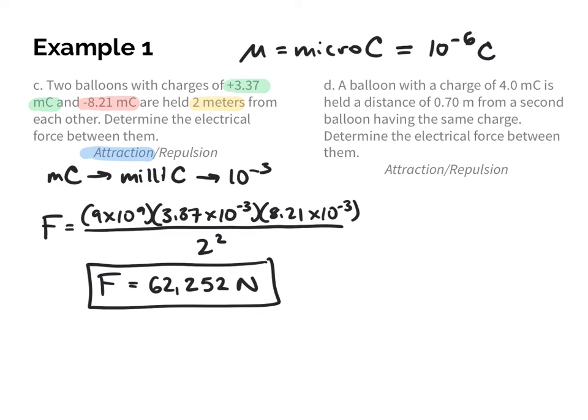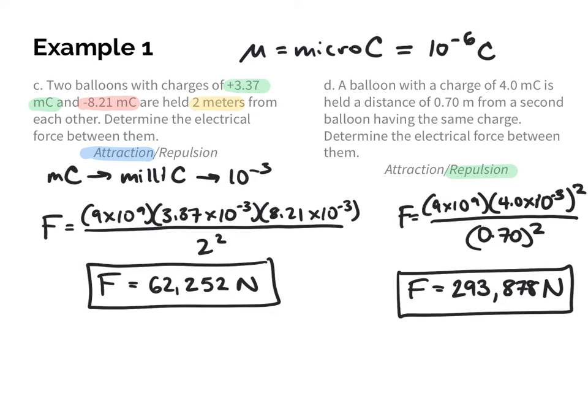All right, last one here. We have a balloon with a charge of 4 millicoulombs held at a distance of 0.70 meters from a second balloon having the same charge. What is the electrical force between them? So why don't you guys try this one on your own? Pause the video, using this Coulomb's Law equation, and see if you can figure out the force between those two charges.